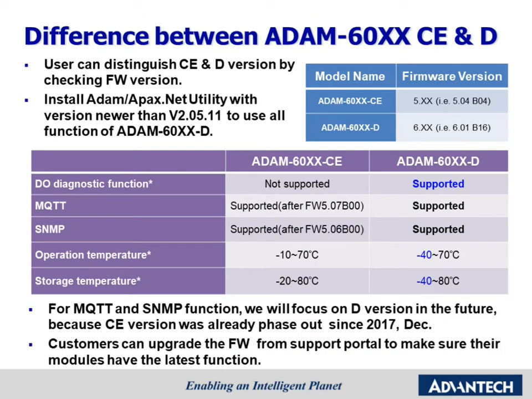For ADAM-6000 DIO modules, because a key component is phased out and no longer supplied by the vendor, the ADAM-6000D is released to replace the older version. The ADAM-6000D is designed to be compatible with the ADAM-6000 CE in pin assignment and functions. Furthermore, some specifications are enhanced and new features are added. The main enhancements are listed in the table below, such as the MQTT protocol and the SNMP protocol. It is important that users upgrade the firmware and utility to see these new functions.